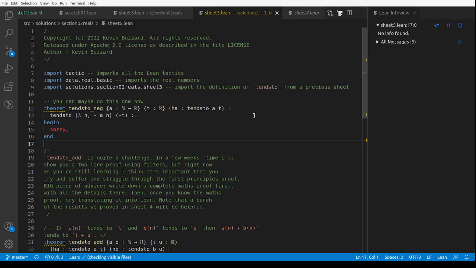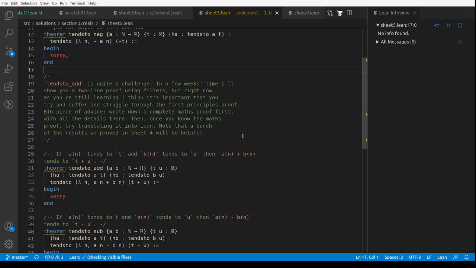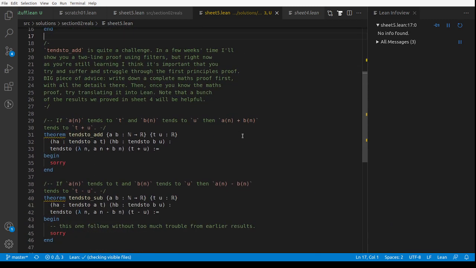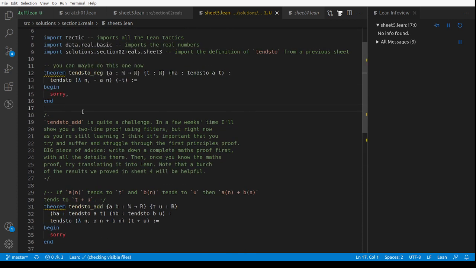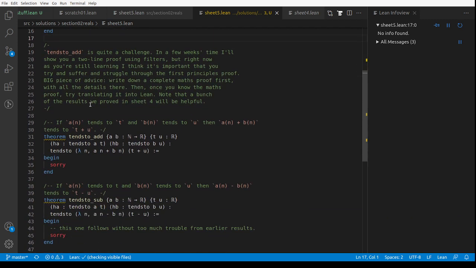Hi there, and welcome to the video about sheet 5 of the real numbers, the limits of sequences section of my course. The main item on the agenda today is tends to add. We could do tends to neg, but we've done it before.